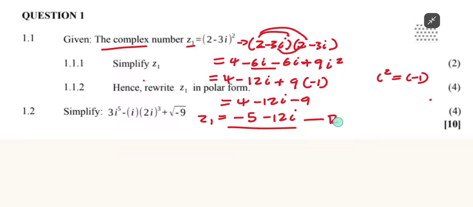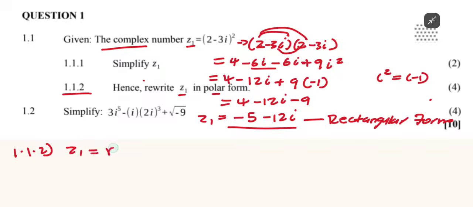This format is also known as the rectangular form. So you have 1.1.2 says hence rewrite z1 in a polar format. Now we want that in the polar format. What is a polar format? We want z1 in the polar format.